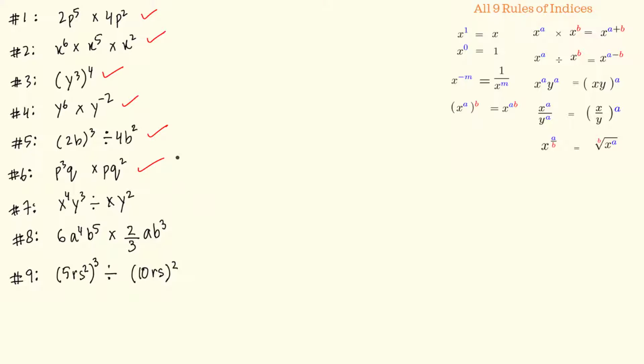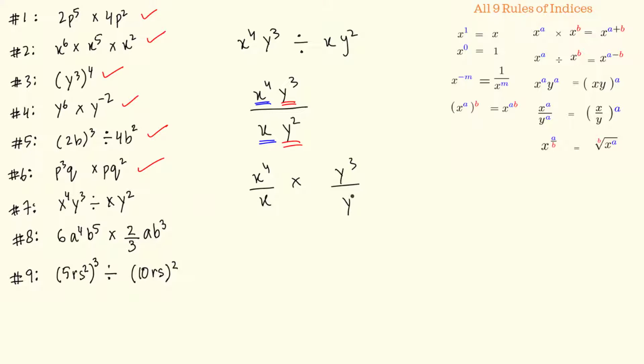Next I have question number 7, which says x to the 4 times y cube divided by xy square. So to evaluate this, first I'm going to write in the form of numerator upon denominator. This is my numerator, x to the 4 y cube, and this is my denominator, x y square. And in this fraction over here, I have two types of variable. The first are these x's and the second are these y's. So I'm going to break this fraction up. The first fraction is going to be x to the 4 divided by x, and my second fraction is going to be y cube divided by y square.